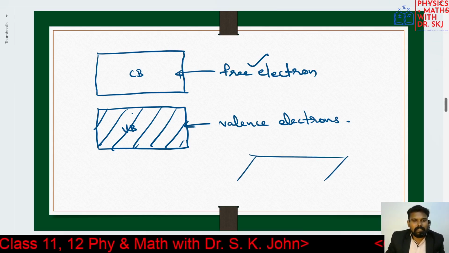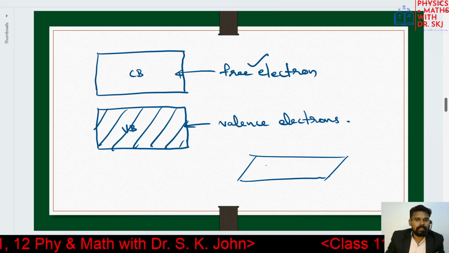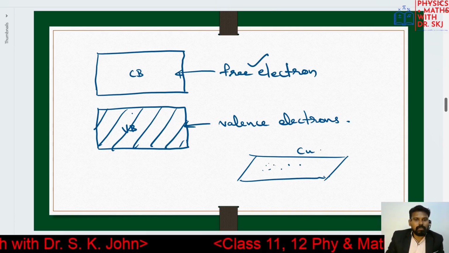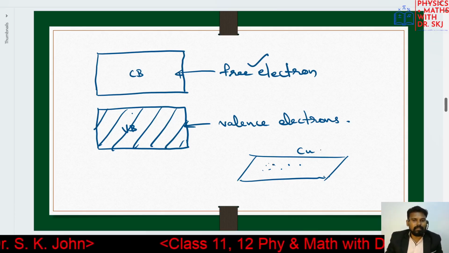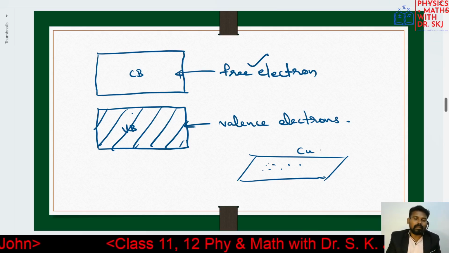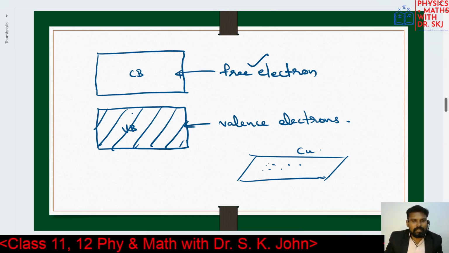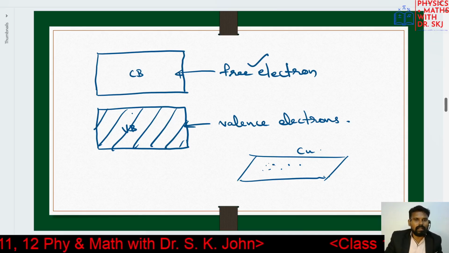Suppose this is a metal sheet, and there are free electrons inside the metal. Let it be copper. Free electrons means they can move anywhere inside the metal. They do not belong to a particular atom. They can move anywhere inside this metal. That is a free electron.